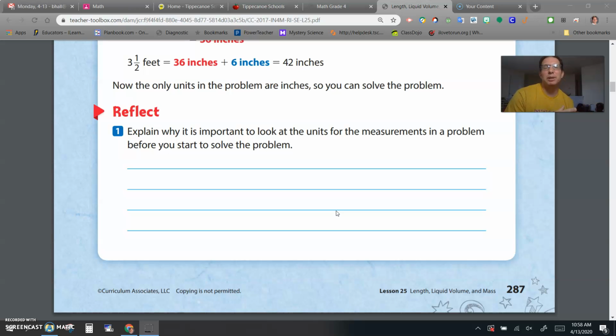So it needs to all be in inches, or all in feet, or all in millimeters, or all in yards, all in meters, all in miles, all in something. It has to be the same in order to add, subtract, multiply, divide. That is why you need to figure out what you need to convert it to before solving the problem. Okay, so that is day 1 in our MIB, 286, 287. This goes along with your math practice and problem solving pages 295 through 296.